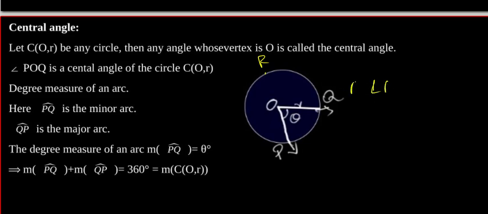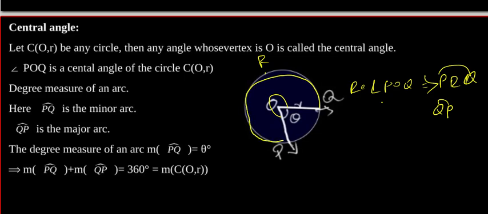Reflex angle POQ is the angle at the arc PRQ. Angle at the arc PRQ is reflex angle POQ, and angle POQ is at the arc PQ. So we can write this reflex angle POQ as the arc from Q to P also. This length is called the major arc.